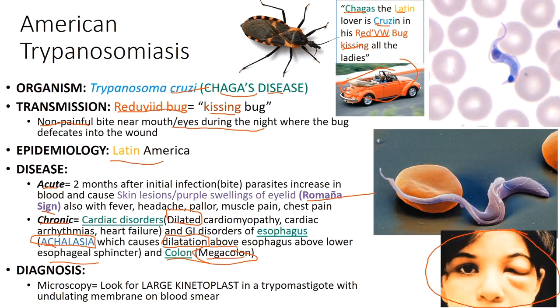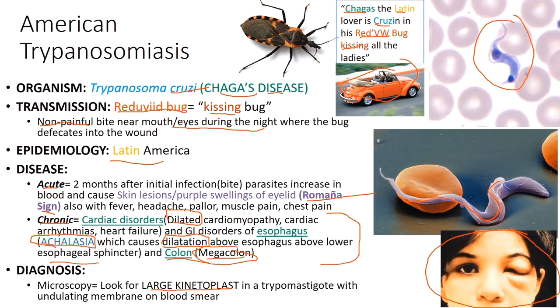So dilated cardiomyopathy, dilatation of the esophagus above the lower esophageal sphincter, and colon dilatation, known as megacolon. So dilated cardiomyopathy, dilated esophagus, and dilated colon, known as megacolon. So this is your dilating disease. Keep that in mind. This is very high yield for this infection. Diagnosis is by microscopy, and what you want to look for is, here's our little trypanosome, and it has this little undulating membrane. It's almost like a little fin. That's how you can tell, okay, I'm looking at trypanosoma.